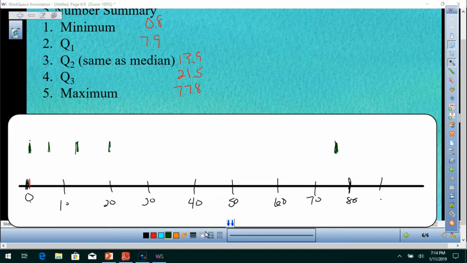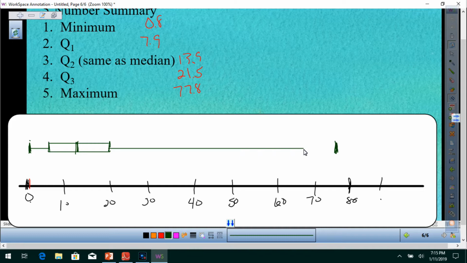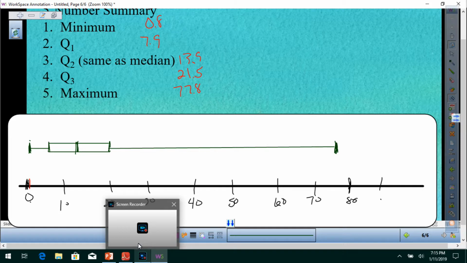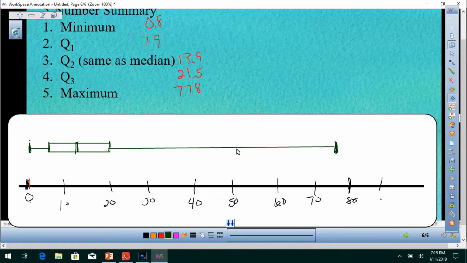Now let's draw some box. See if I can get a straight line there, and maybe another one right here. Okay, there's our box, and then we connect the two sides. And we have our box and whisker plot. Not too shabby. Now, what's really neat about this? Doesn't it just show you the skewedness right there? This data set is skewed right.